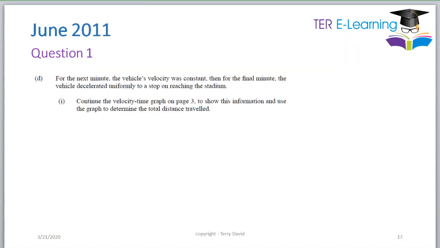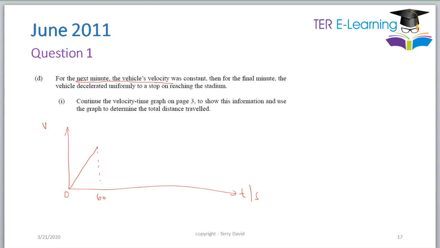Now, let's move on. So now they say, for the next minute, the vehicle's velocity was constant. Then for the final minute, the vehicle decelerated uniformly to stop on reaching the stadium, right? So we have V, and we had already plotted this here, up to this point. And this represented the first 60 seconds, right? They said the vehicle's velocity was constant for the next minute.